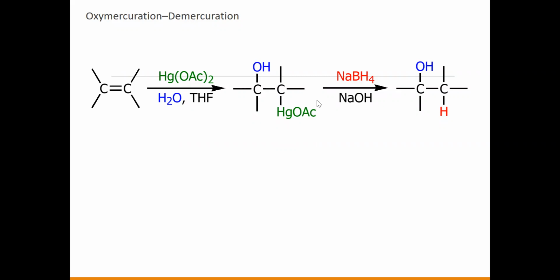Okay, and once we reduce this mercury acetate here with sodium borohydride and sodium hydroxide, then you can reduce this to form your hydrogen. And of course, in the process, we will recover mercury metal. Again, it follows the Markovnikov regioselectivity, but it has an anti stereoselectivity.